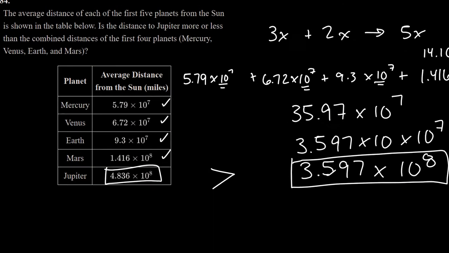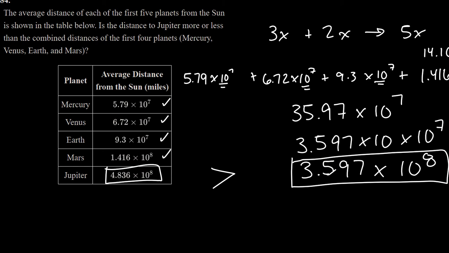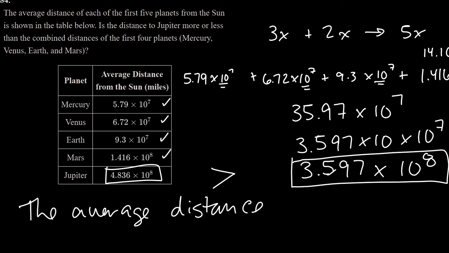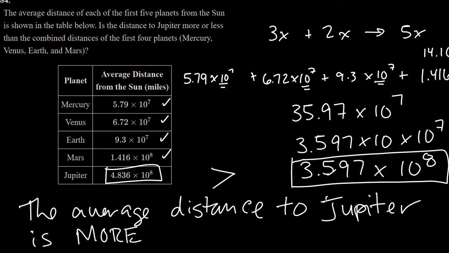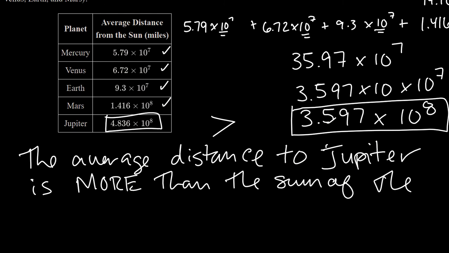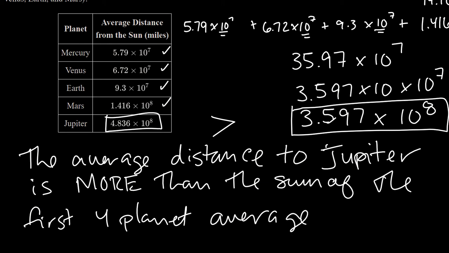So the question is, the distance to Jupiter, more or less than. Okay, so I will say the average distance to Jupiter, capital J, is more than the sum of the first four planets' average distance.